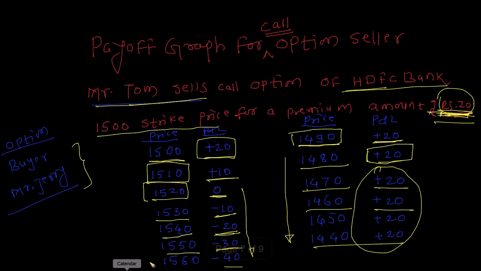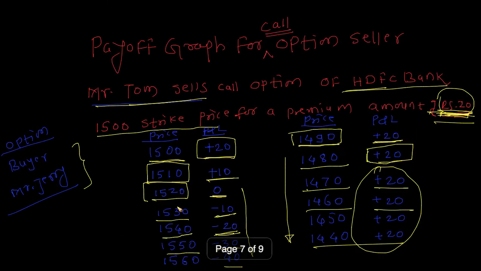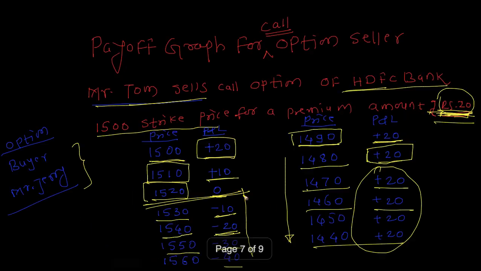Now, at 1510, the profit is 10 rupees only. That is here. At 1520, that is here, the profit is 0. Then at 1530 minus 10, 1540 minus 20, 1550 minus 30, and so forth.